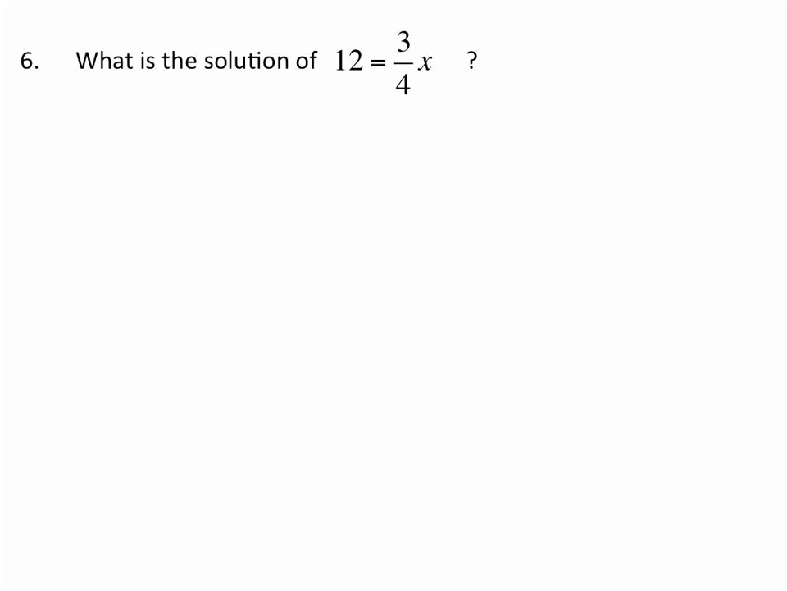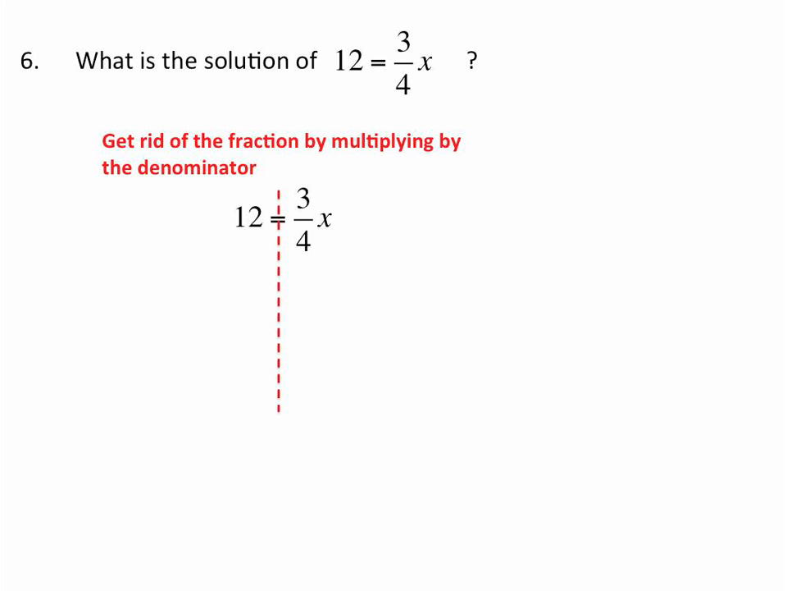Okay. So 12 equals 3 over 4 x. I want to get rid of that divided by 4. So I'm going to multiply the whole problem by 4. Whatever I do on one side, I have to do on the other. So 3 over 4 times 4 is just going to give me 3. So I'd wind up with 48 equals 3x. And now I have a simpler equation. Divide both sides by 3, and x is 16.